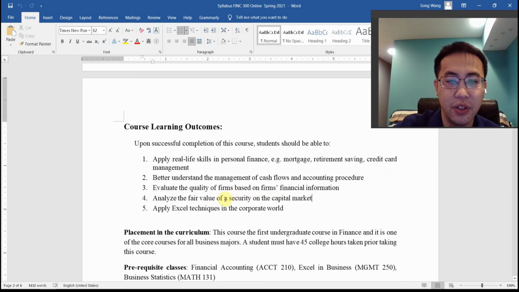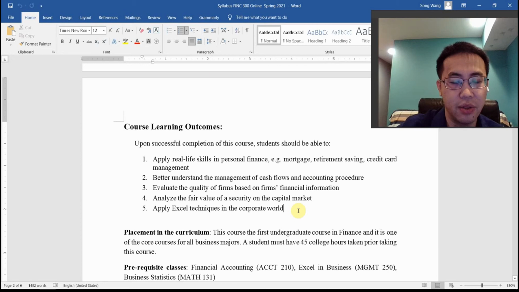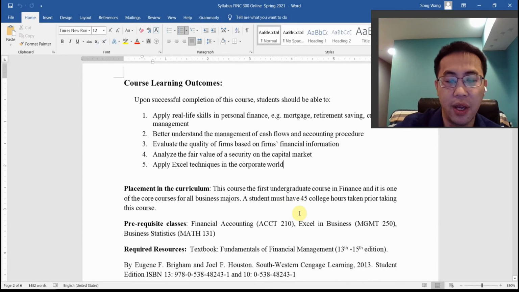Okay, the security here could be a stock, could be a bond, all this kind of securities, and you will be able to give a fair value of it, so you can make a buy or sell decision based on your estimation. And of course, you will learn a great deal of Excel techniques, which will be very useful in your later career when you enter into the corporate world.